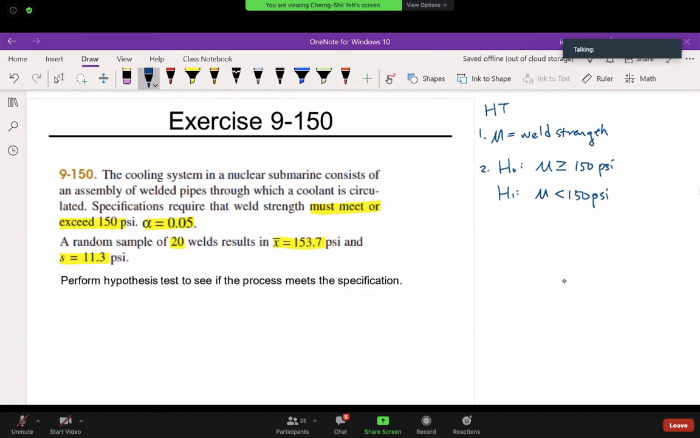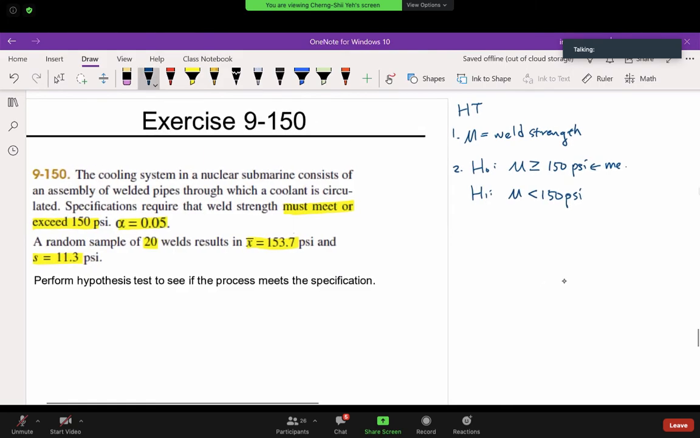Okay, so this part means we meet the specification. Meets the spec. While the alternative means we do not meet the specification. Right?